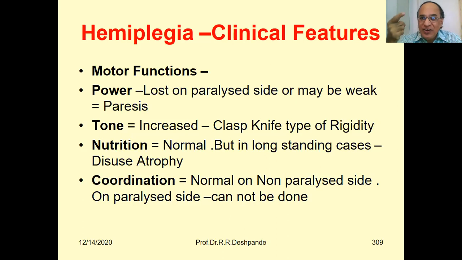Muscle tone is increased. Clasp knife type of rigidity. Nutrition, usually it is normal, but in long standing cases, after 6 months, there may be disuse atrophy because the muscles are not working, not getting proper nourishment, neurological stimulation, or blood circulation. So disuse atrophy, muscle will shrink because of not using that muscle.